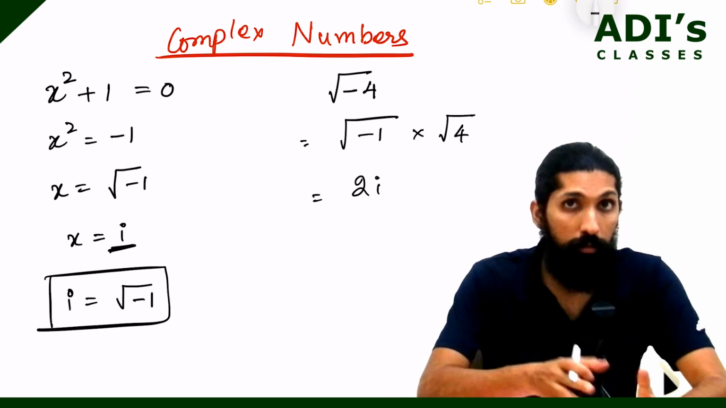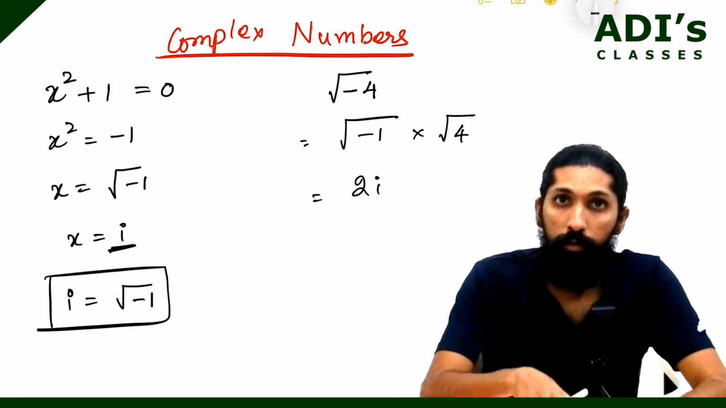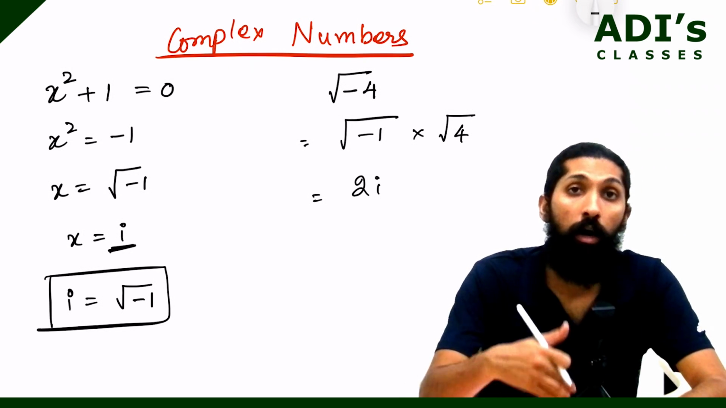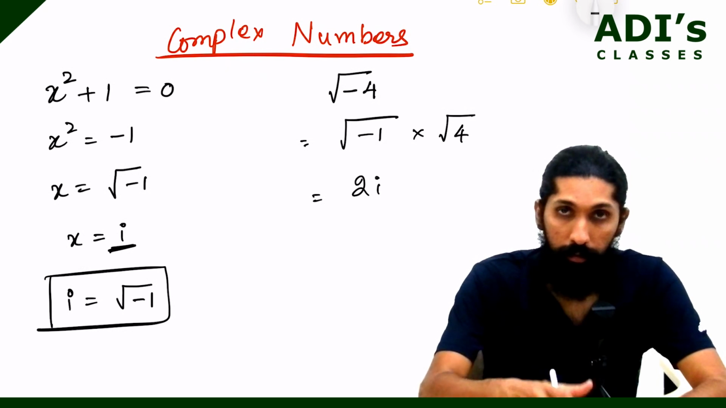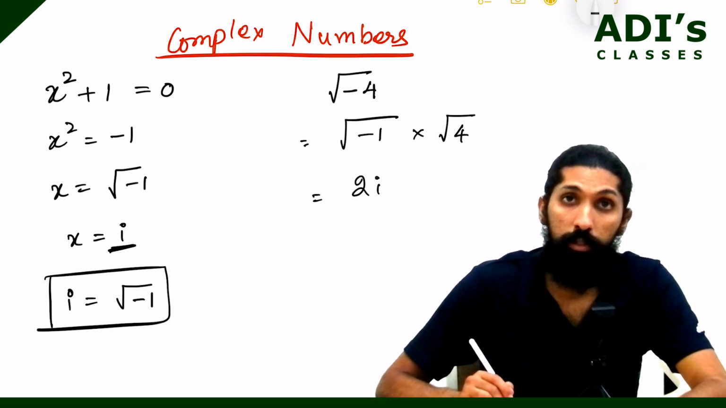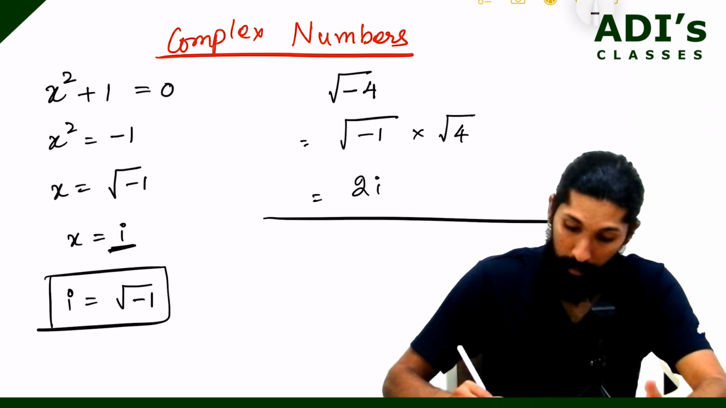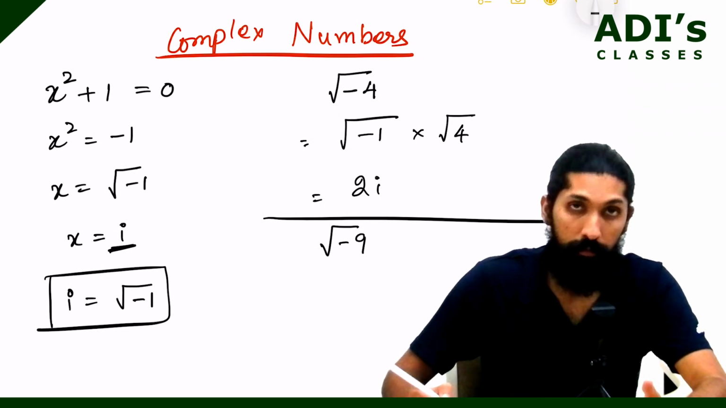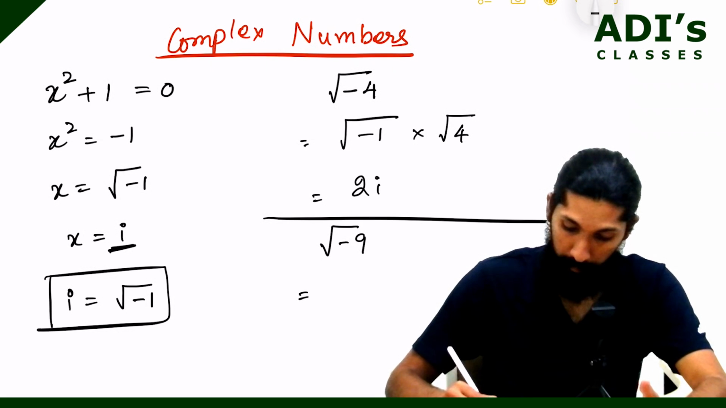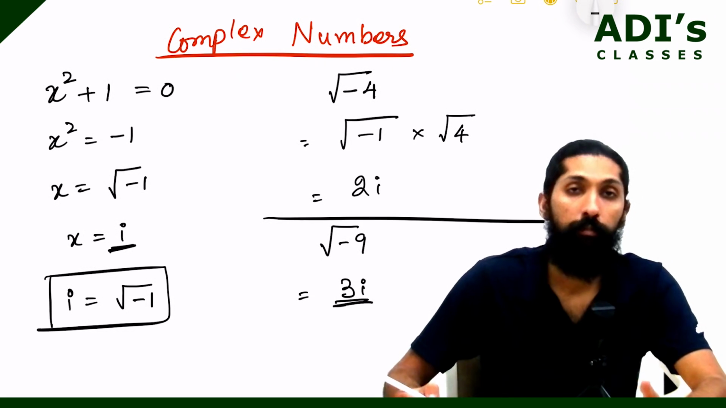So, what you need to understand is, suppose if you have square root of a negative number, then how we represent it is very important. And root of minus 4 is 2i. Likewise, suppose if you have square root of minus 9, this becomes 3i.